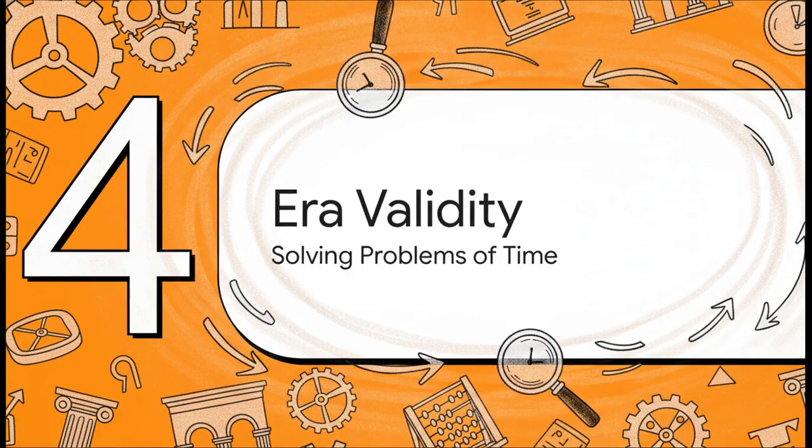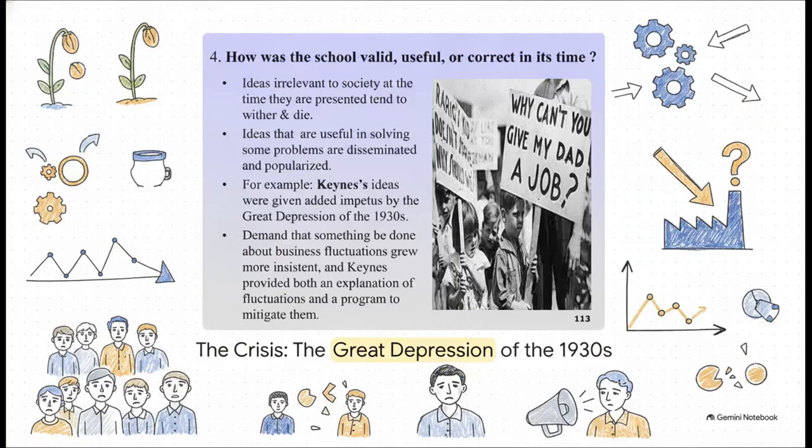Okay, question number 4, era validity. Basically, was this school actually useful in solving the problems of its specific time? This one is absolutely crucial. Because let's face it, ideas that are irrelevant just wither and die. But theories that actually solve pressing real-world problems, those spread like wildfire.